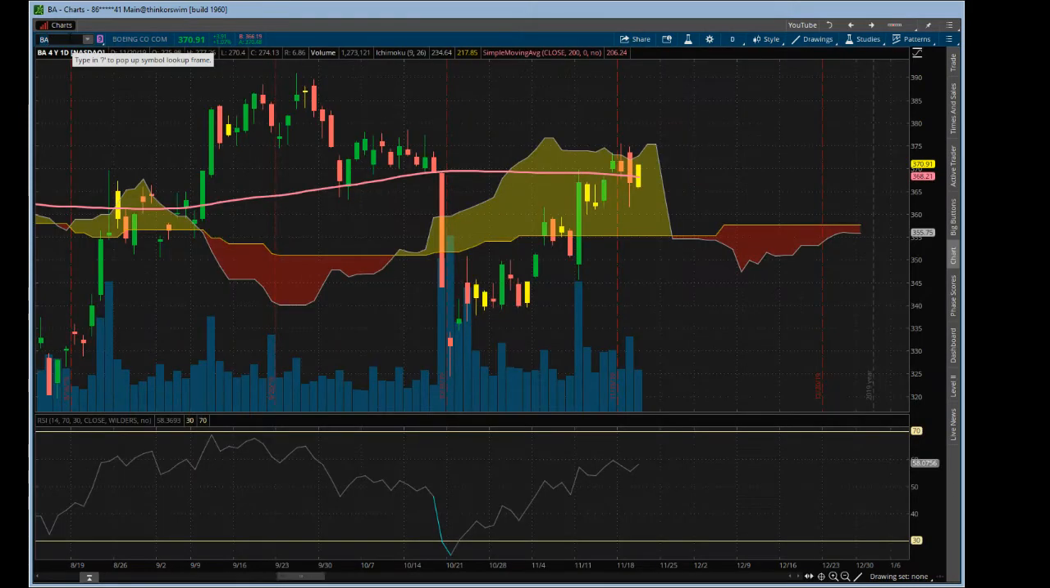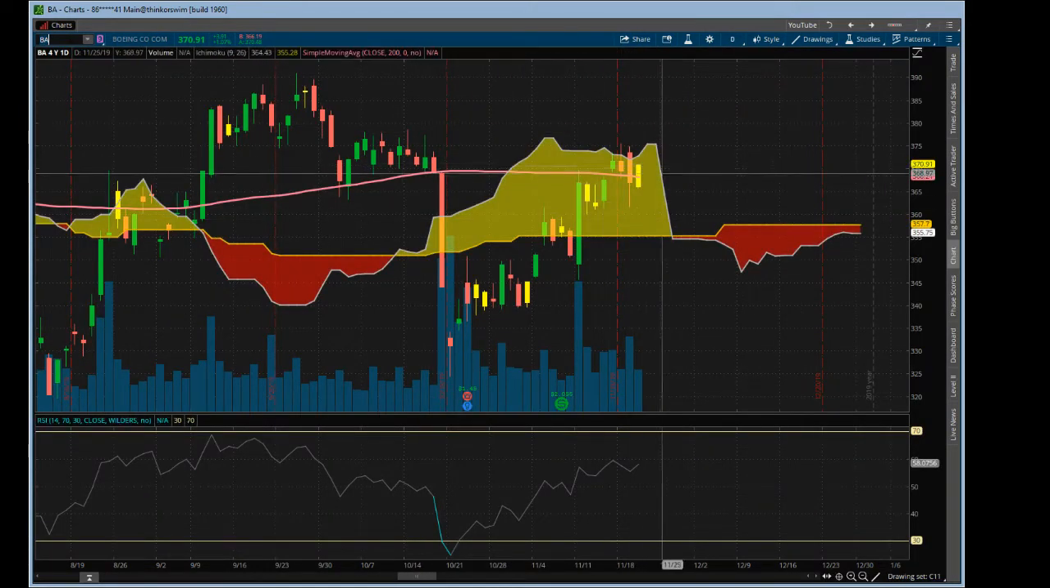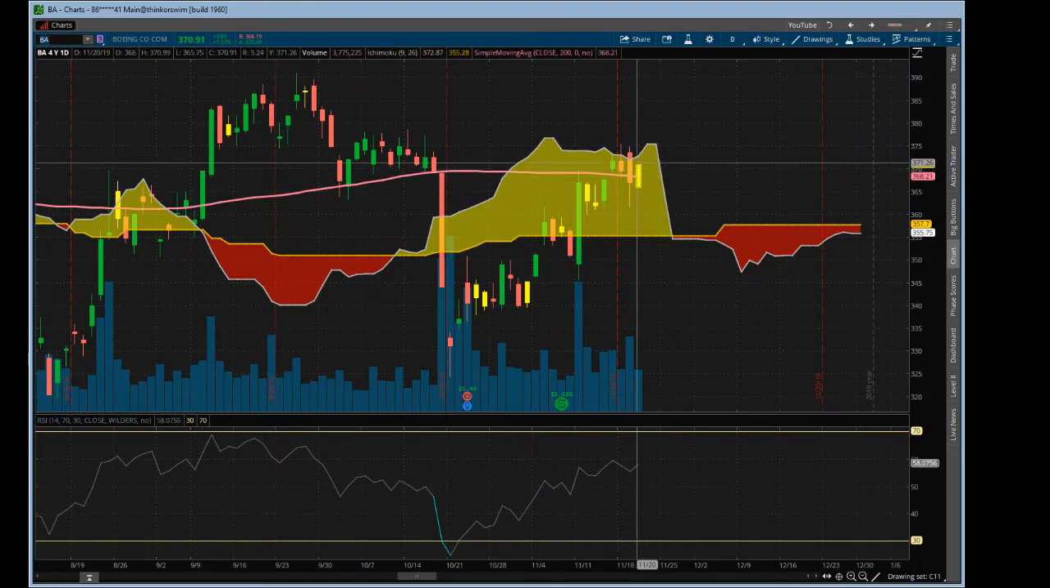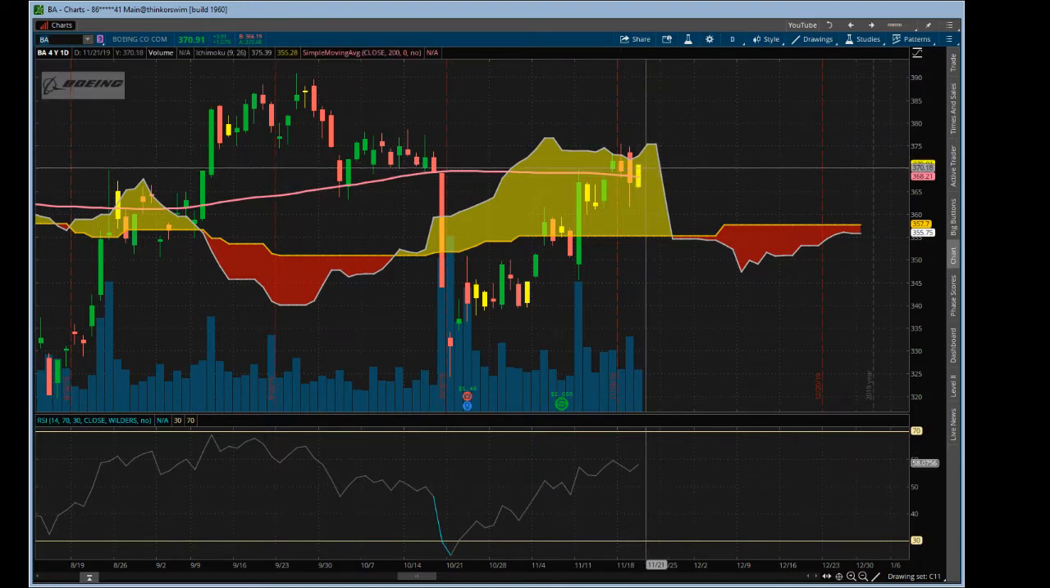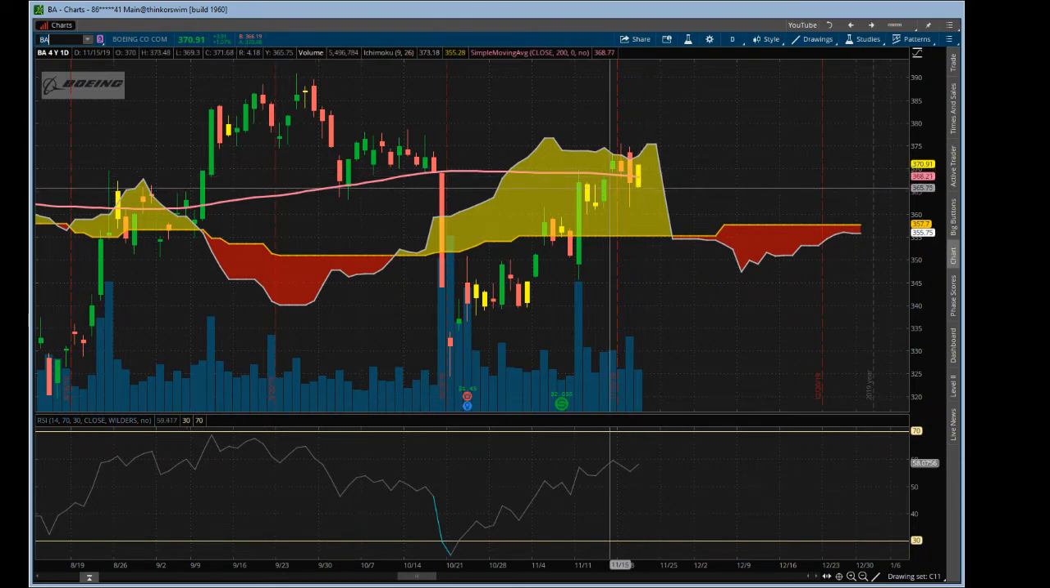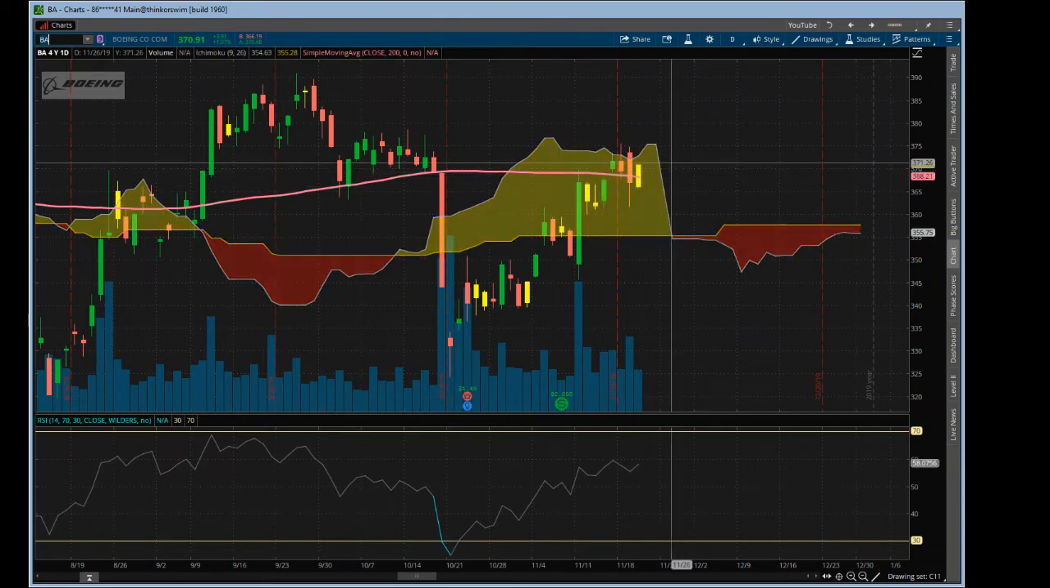BA. Inside day closed over the 200-day moving average, so I guess they had some good plane sales in Dubai. They even sold some 737 MAX, I guess. But anyway, that gave it a little bit of a boost today. But we'll see if it can hold up, this trade stuff.